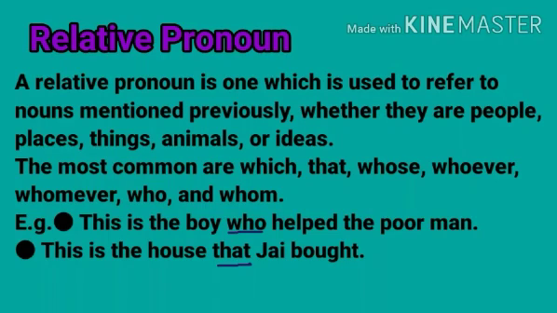Example, this is the boy who helped the poor man. This is the house that Joy bought. In these sentences, who and that are relative pronouns that relate to the nouns boy and house.